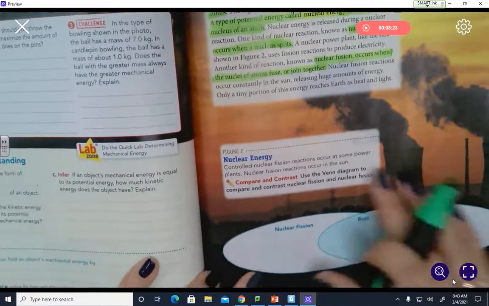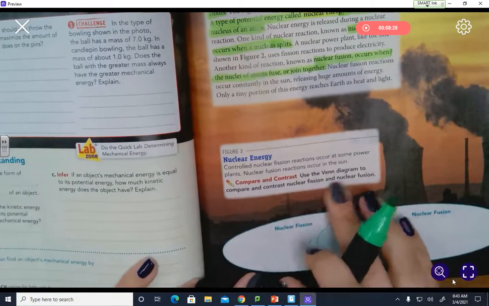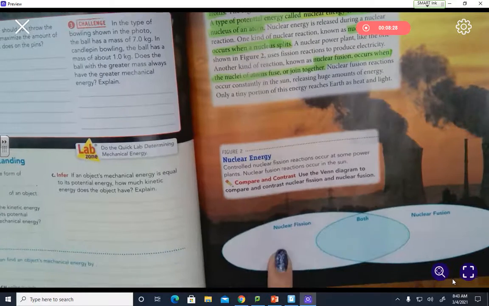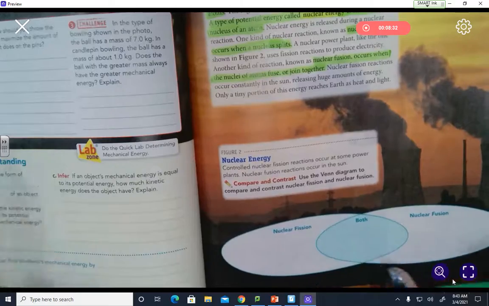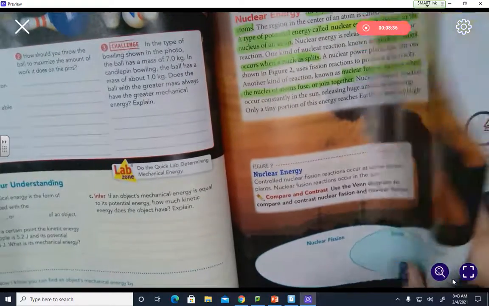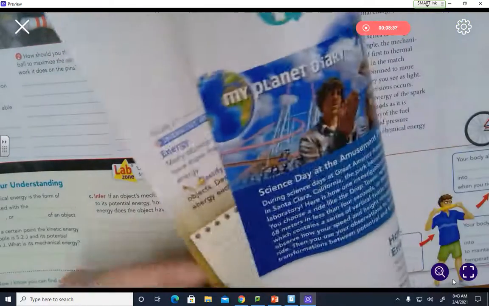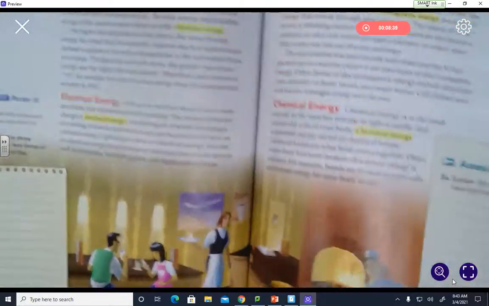I want you guys to do the Venn diagram, so use the Venn diagram to compare and contrast fission and fusion. And then what do they both have in common? Thermal energy.